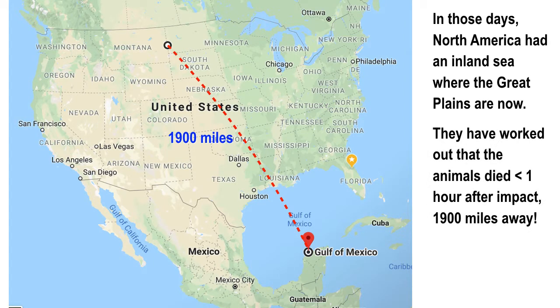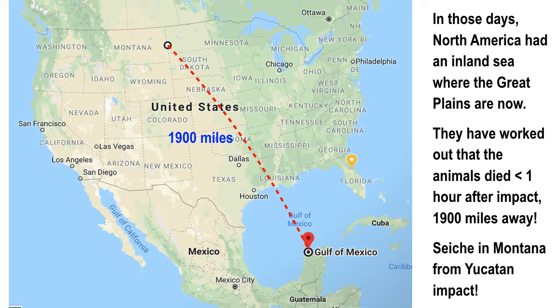They worked out the physics, and they figured out that these animals died less than an hour after impact, about 1,900 miles away. So they've got a snapshot of the bad day, the day that the dinosaurs got extinguished. And what happened was a seiche, S-E-I-C-H-E. It's a new term to me this week. It formed in Montana from the Yucatan impact.